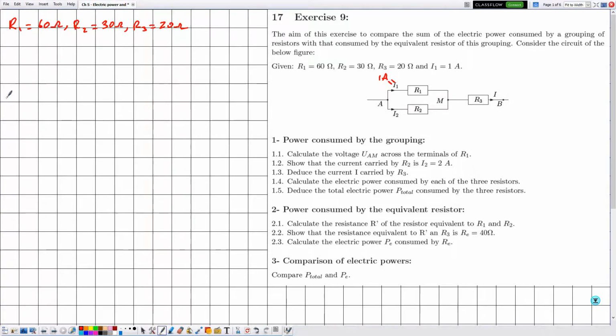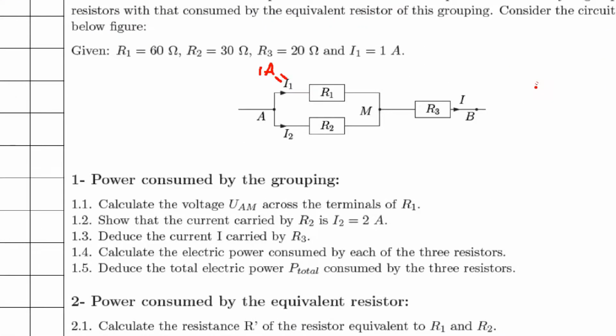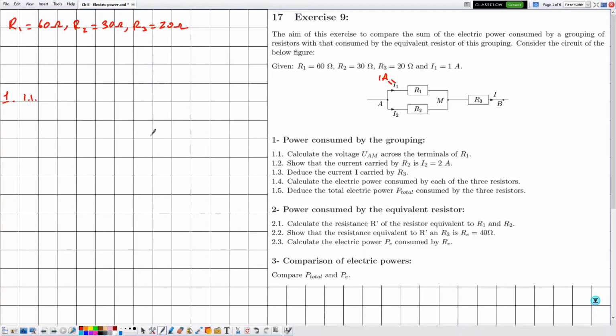Now part 1, power consumed by the grouping, 1.1. Calculate the voltage UAM across the terminals of R1. So mainly we have two or three methods to calculate the voltage UAM. Here, because we know the resistance R1 and we know the value of I1, we can apply Ohm's law to R1 in order to calculate the voltage UAM, which is the same for R1 and R2. Then let's apply Ohm's law to R1.